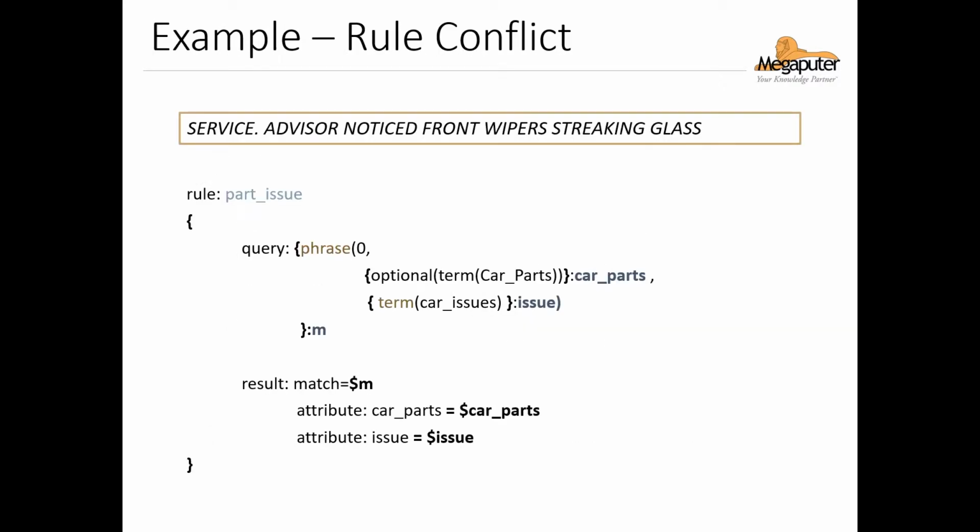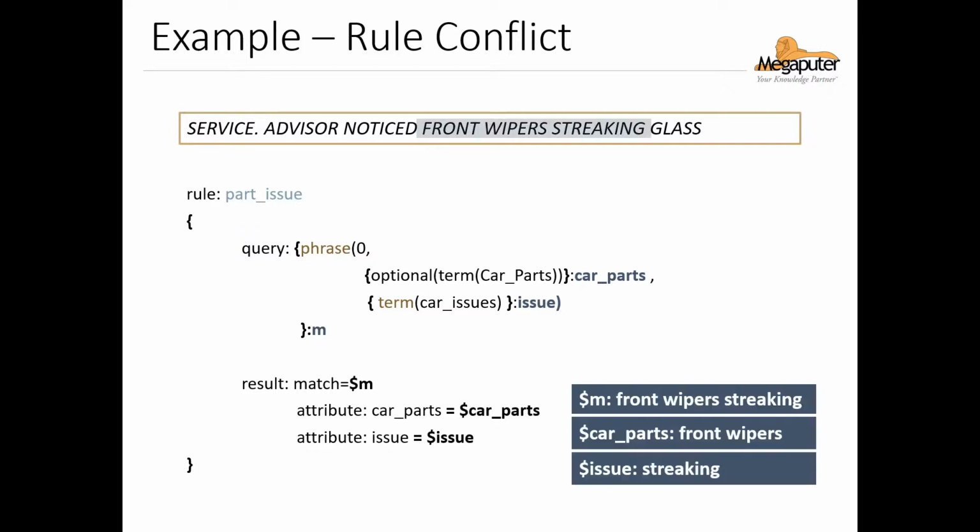So, let's say we have the following text in our record. Advisor noticed front wipers streaking glass. And this rule here is what we've been working with to capture a car part, followed by the issue. So in this case, our rule will capture front wipers streaking glass. And the output attributes will be front wipers as the car part, followed by streaking, which is the issue.